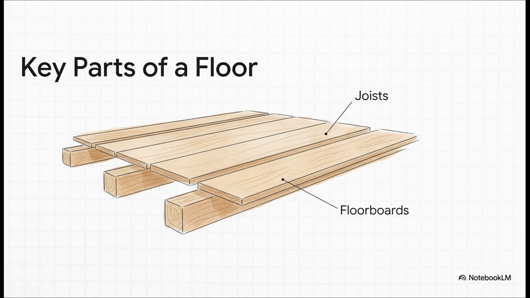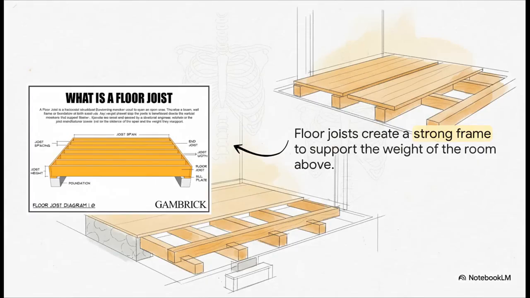So, what are we really looking at here? Well, it basically boils down to two main parts you gotta know. You have the joists, those are the big support beams, and then you have the floorboards, which are just the planks you actually walk on. Pretty simple, right? And this diagram just shows their job perfectly. The joists create this strong, rigid frame. Think of it like a skeleton for the floor. It's doing all the heavy lifting. All the weight, you, your couch, your dog, everything, it all pushes down through the floorboards, onto these joists, and then that weight gets transferred down into the foundation. This is exactly why a well-built floor feels so solid.